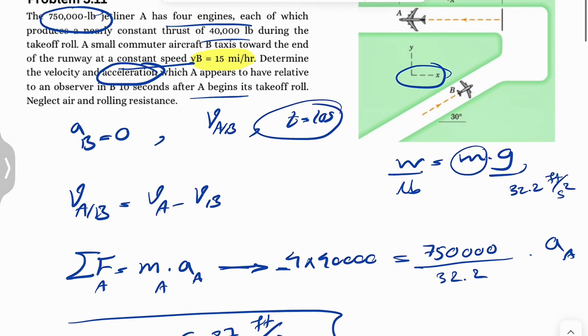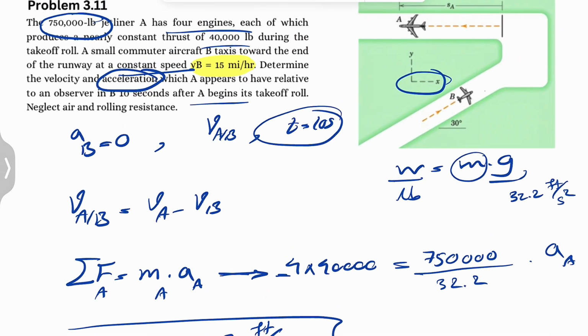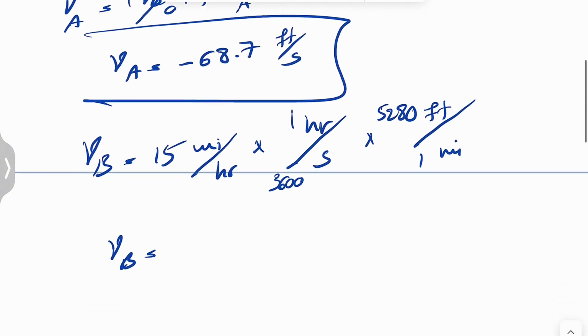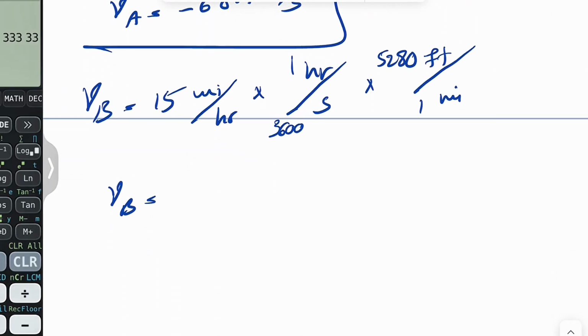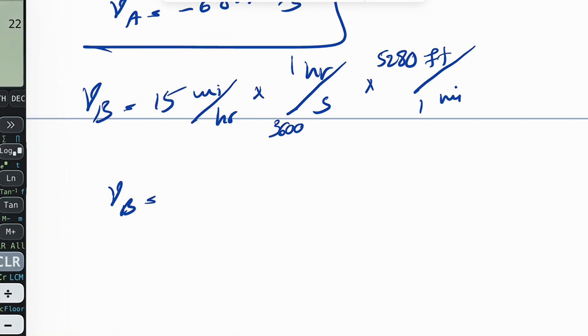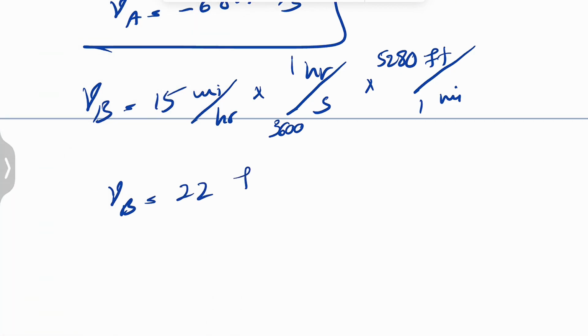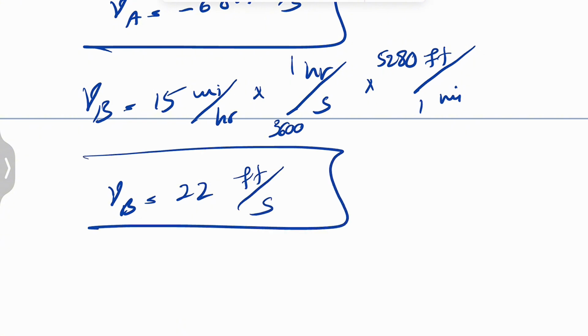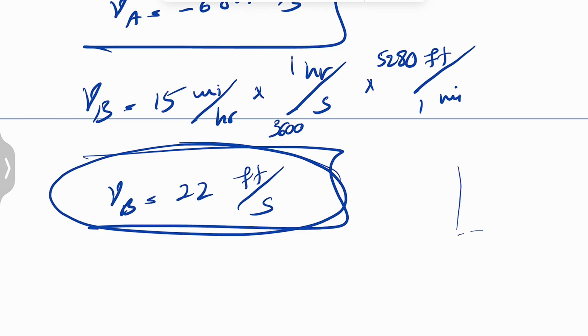Both components of the velocity are going to be along the positive x and y, so the velocity is going to be positive. So let's just do this unit conversion: times 5280 divided by 3600. That's going to give us 22 feet per second. And that's just the magnitude, again, because the velocity is going in this direction.